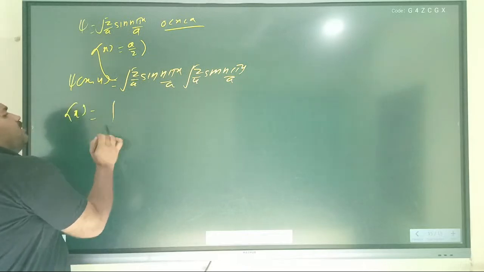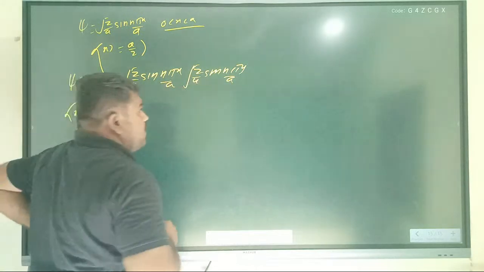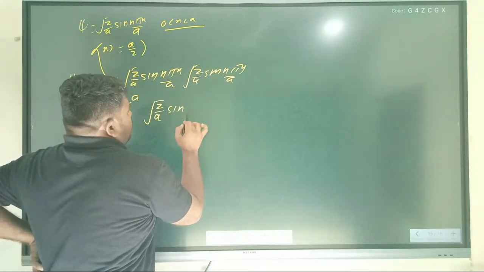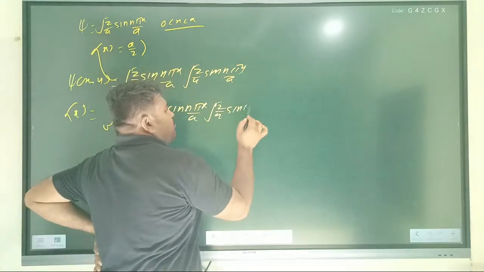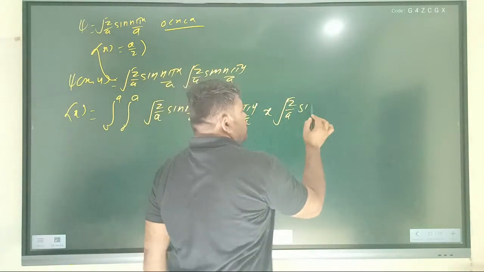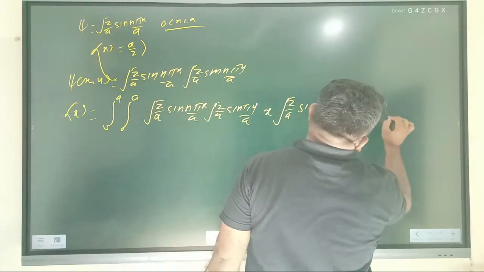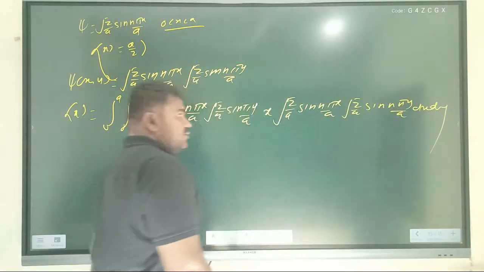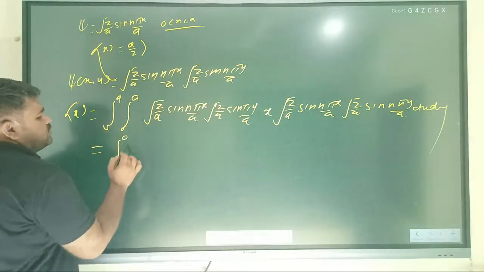Expectation of x is equal to the integral limit 0 to a, limit 0 to a, psi into psi star. Now this total is psi, but this one is real, so both psi and psi star will be the same. Sin nπx upon a into root 2 upon a sin nπy upon a, times root 2 upon a into sin nπx upon a into root 2 upon a sin nπy upon a into dx dy. अब इसे split करेंगे. कैसे स्प्लिट करेंगे?